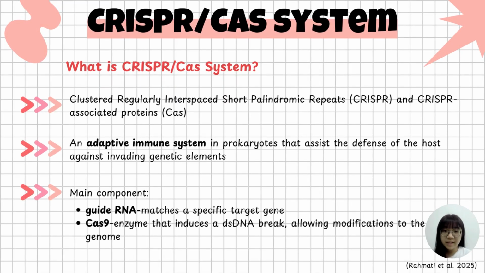Now, to study and even manipulate the gut microbiome, scientists are using gene editing tools like CRISPR-Cas. CRISPR-Cas is a natural immune system in bacteria that has been adapted for defense of the host against invading genetic elements. It works by using a guide RNA to target specific DNA sequences of the invaders, and a Cas9 protein to cut and modify the genome.